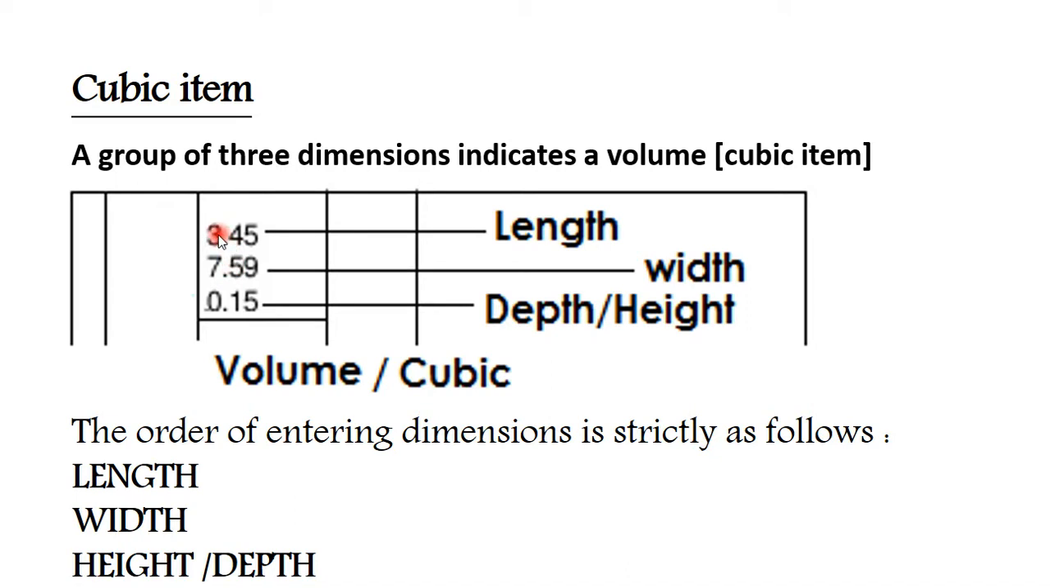So you multiply this and that one, and then you have the answer there. So this is the cubic. But then, like I said, the order has to be the length, width, and the height or the depth.